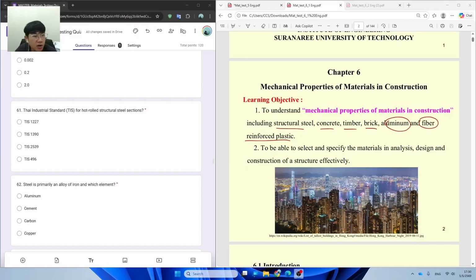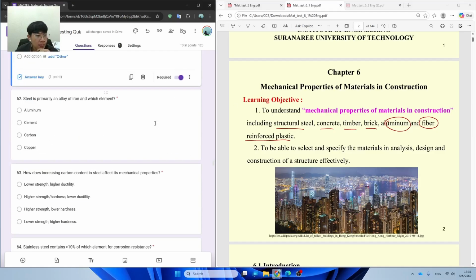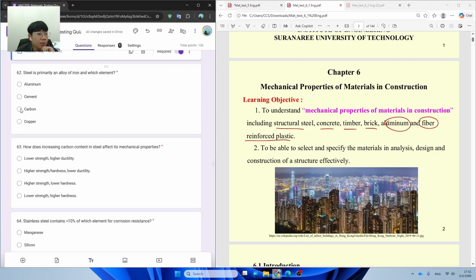According to the TIS for hot rolled steel, we normally divide the steel into two different types. The first one is going to be the hot rolled structural steel, which follows TIS 1227, and another one is cold formed steel, which follows TIS 1228. So for this one, we're going to select the first one. And steel is an alloy of iron, which is combined with carbon.